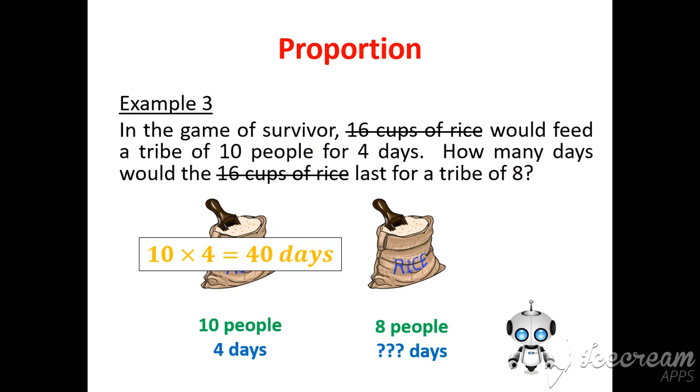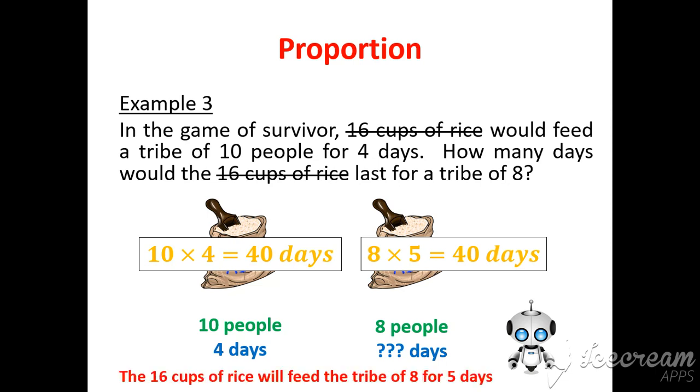Now we go to a tribe of 8 people. 8 times something is 40. We could just go 40 divided by 8, or 8 times 5 is 40. So we've now figured out that for the tribe of 8, the rice would last for 5 days. 16 cups of rice will feed the tribe of 8 for 5 days.